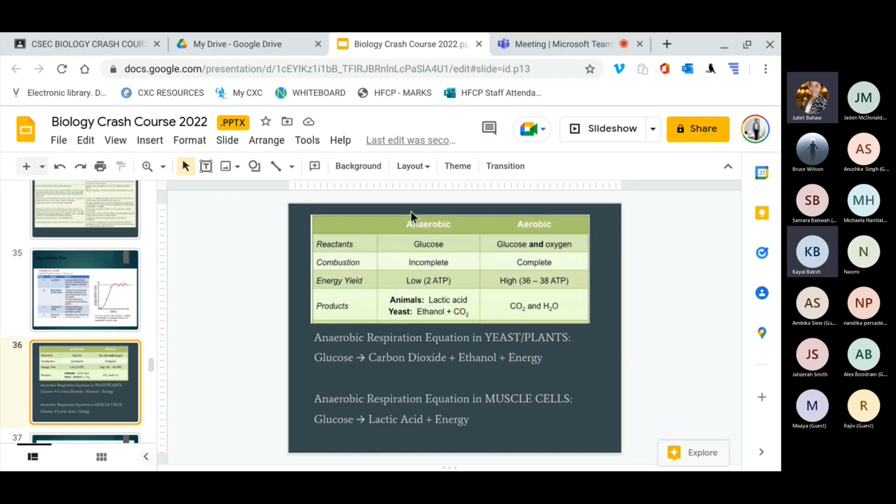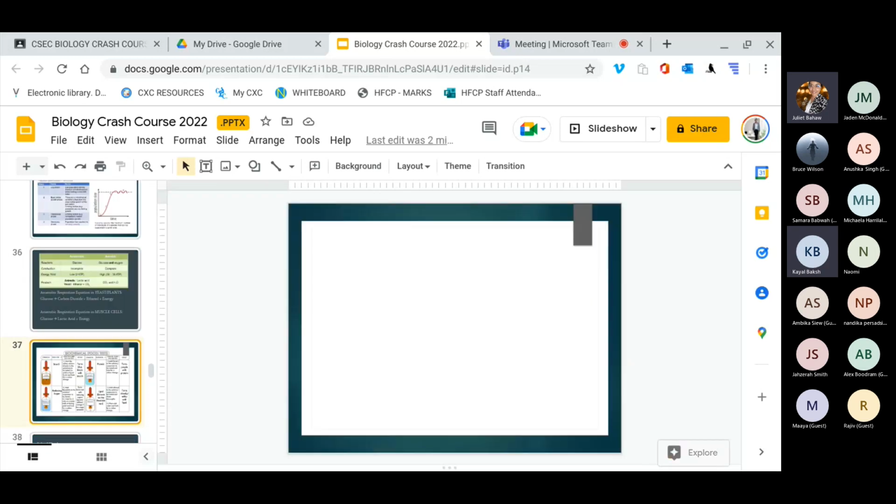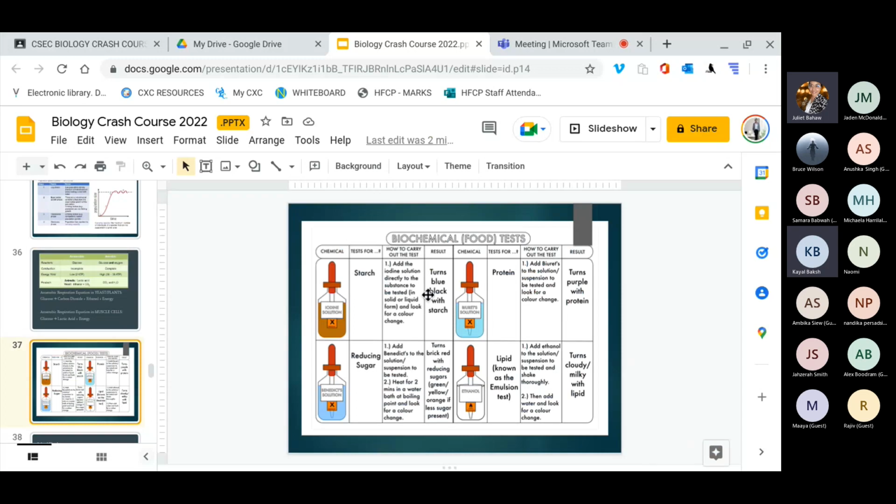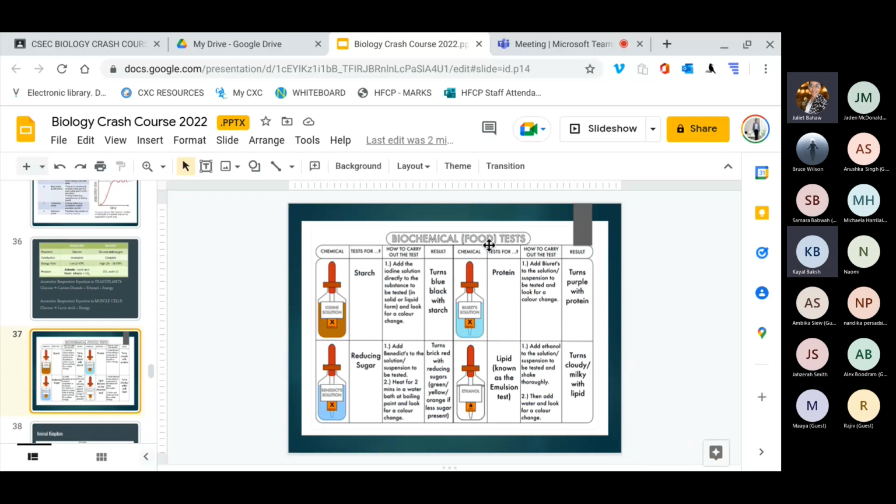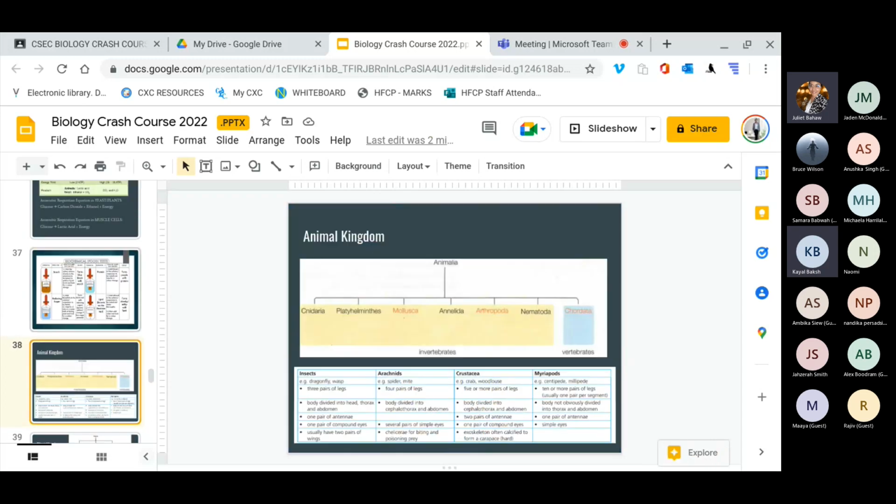You have the difference between anaerobic and aerobic respiration, the formula, right? You have food tests. Food tests come in multiple choice. They could ask you color change and those kind of things, chemicals. The animal kingdom, I barely see this count, but normally they could ask you how do you differentiate an insect, where you had to look at the number of legs, if it has wings, those kind of features.